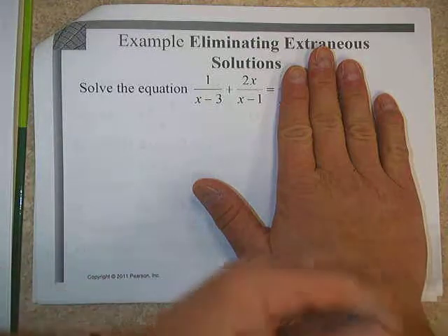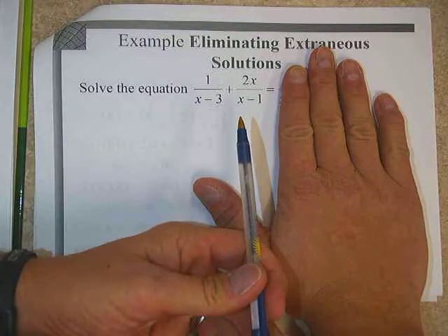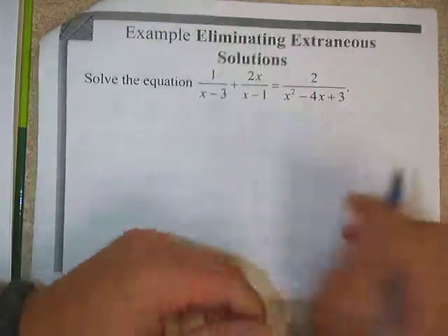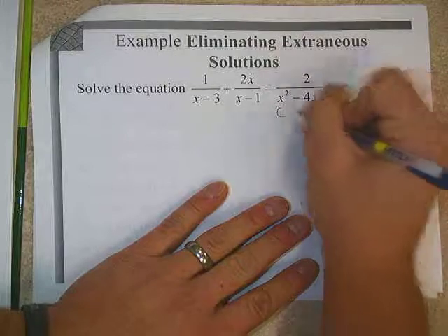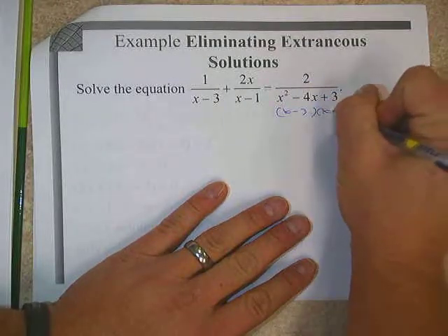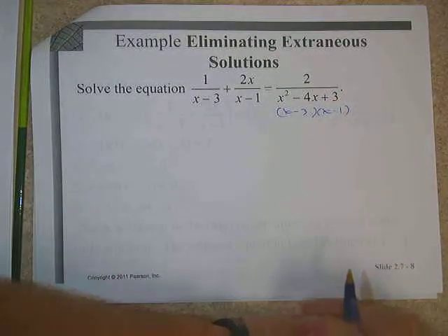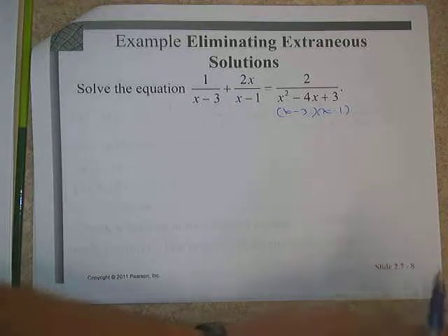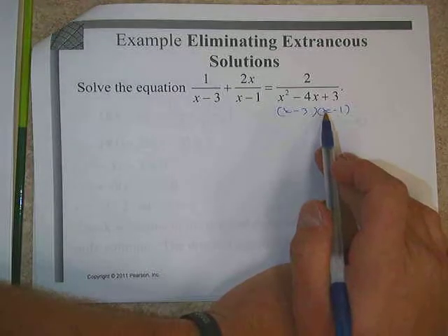Think about why. If I had a 7 on the bottom and a 6 on the bottom, the common denominator would be 42. And how did I get that? 7 times 6. We can always get a common denominator by just multiplying the two together. So in this case, if it were just these two, it would be x minus 3 times x minus 1.